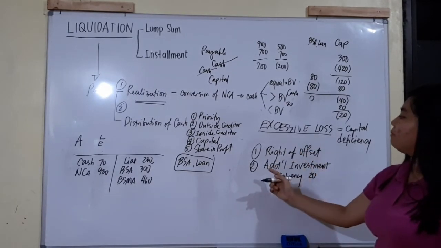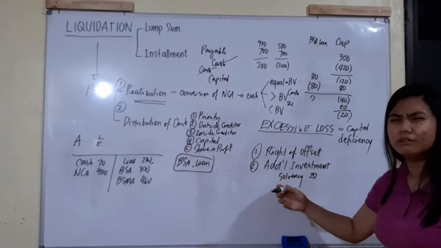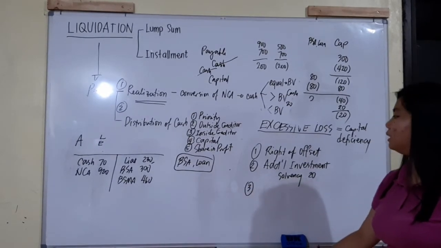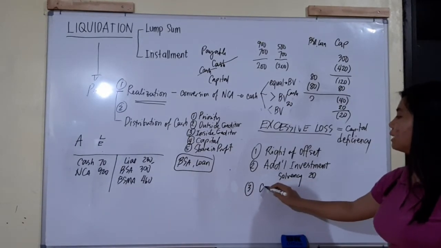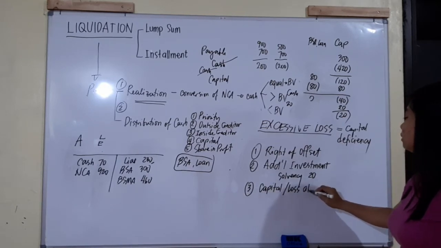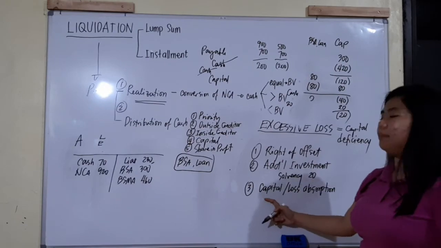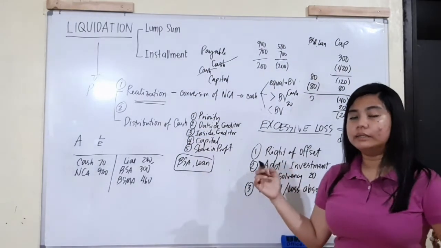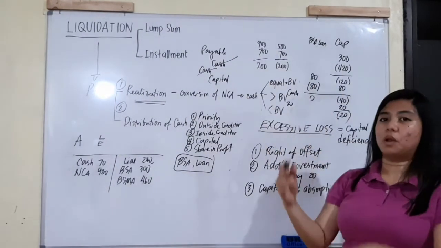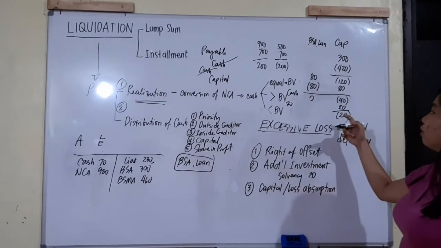So, if the remedy number 2 is either insufficient or unavailable, ibig sabihin kasi insolvent siya, then you proceed to the last remedy. The last remedy is what you call capital or loss absorption. Anong ibig sabihin nito? Ibig sabihin, kung meron mang partner na merong positive balance ng capital, at solvent, siya na yung mag-i-invest or siya na yung mag-cover ng loss.